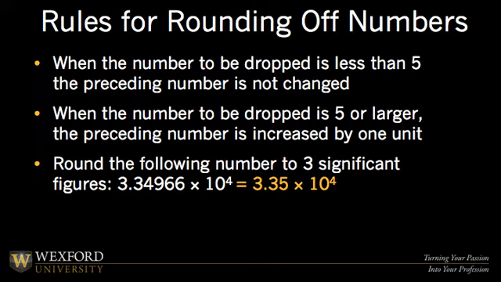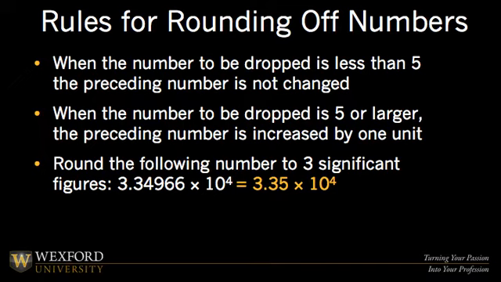Now, if we look at the rules for rounding off numbers, we see that when the number to be dropped is less than 5, the preceding number is not changed. However, when the number to be dropped is 5 or greater, the preceding number is increased by 1 unit.